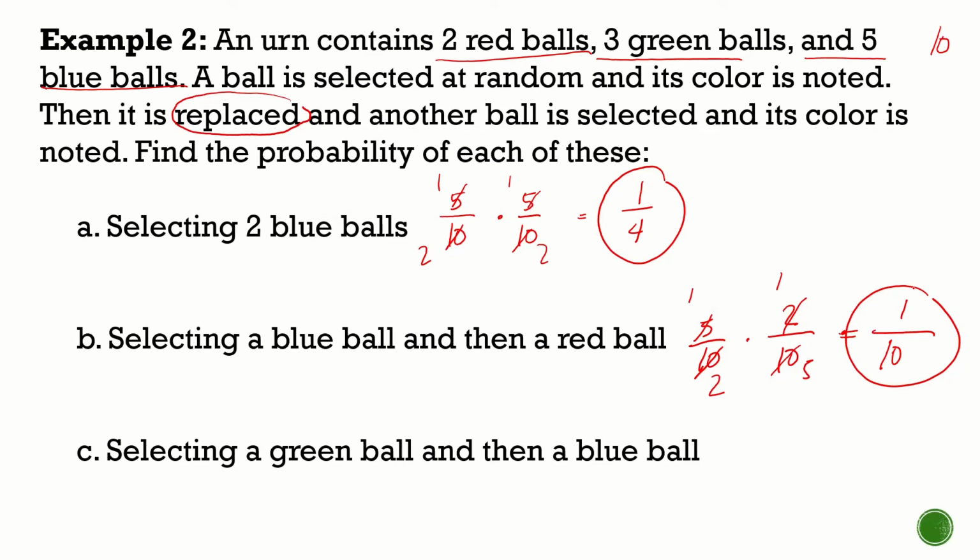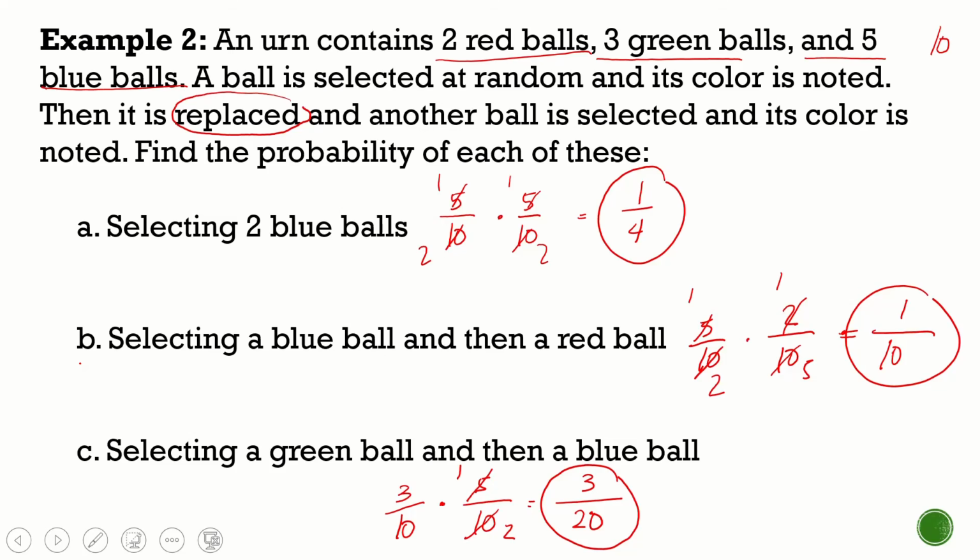All right. Let's go to the last one for this particular example. Selecting a green ball and then a blue ball. Green ball, how many green balls do we have? We have 3/10. Multiply that by a blue ball, which is 5/10. So 5/10, that's 1/2. 3 times 1 is 3. 10 times 2 is equal to 20. Right? So that's 3/20. Or if you want to convert that into decimal, you can do that. Just divide those two and then multiply it by 100.